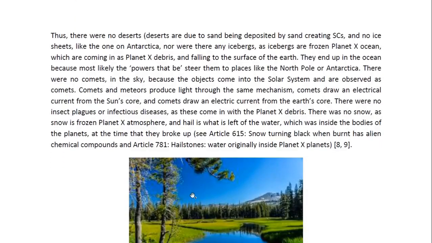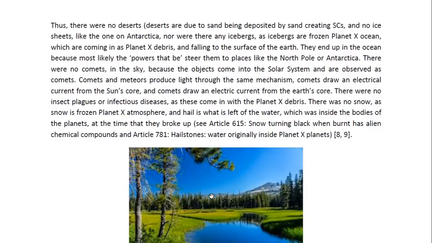Thus, there were no deserts. Deserts are due to sand being deposited by sand creating stellar cores, and no ice sheets like the one on Antarctica, nor were there any icebergs, as icebergs are frozen Planet X ocean, which are coming in as Planet X debris and falling to the surface of the Earth. They end up in the ocean because most likely the powers that be steer them to places like the North Pole or Antarctica. There were no comets in the sky because the objects come into the solar system and are observed as comets. Comets and meteors produce light through the same mechanism. Comets draw an electrical current from the sun's core, and meteors draw an electric current from the Earth's core.